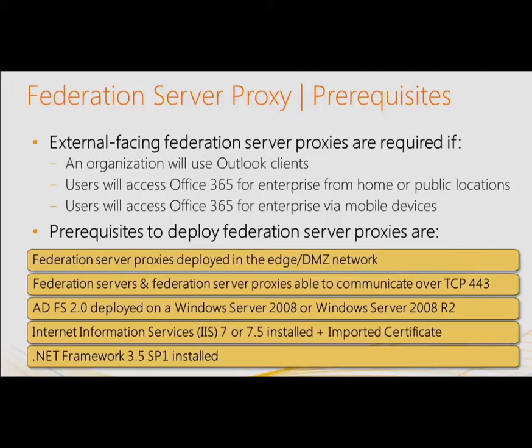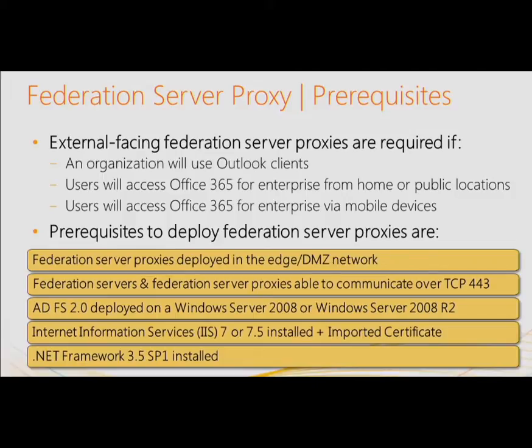So, let's just underline some important information here. It needs to be deployed in the edge network, so outside the organization. For the communication between the federation server and the federation server proxy, both servers must be able to communicate over TCP 443, so secure communication between one server and the other. The ADFS component, again, should be deployed on Windows Server 2008 or Windows Server 2008 R2. As before, no problem here.